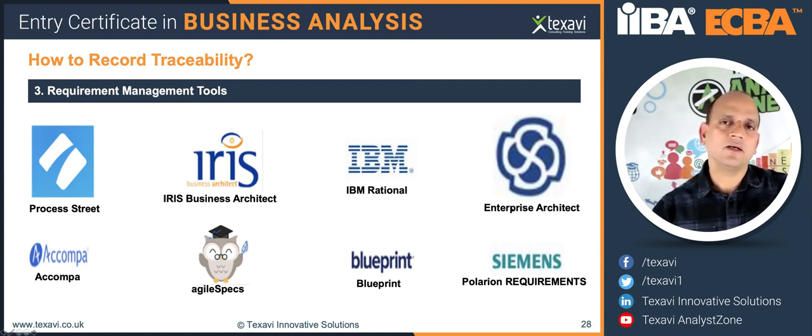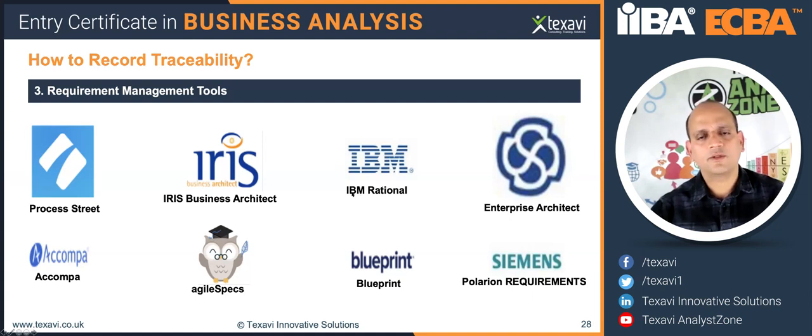Enterprise Architect is another good product. You can use it for UML diagrams as well. Also Polarion, Blueprint, and Agile Specs. Agile Specs, as the name suggests, is pretty much Agile friendly, very Agile oriented. So yeah, there are so many tools out there.